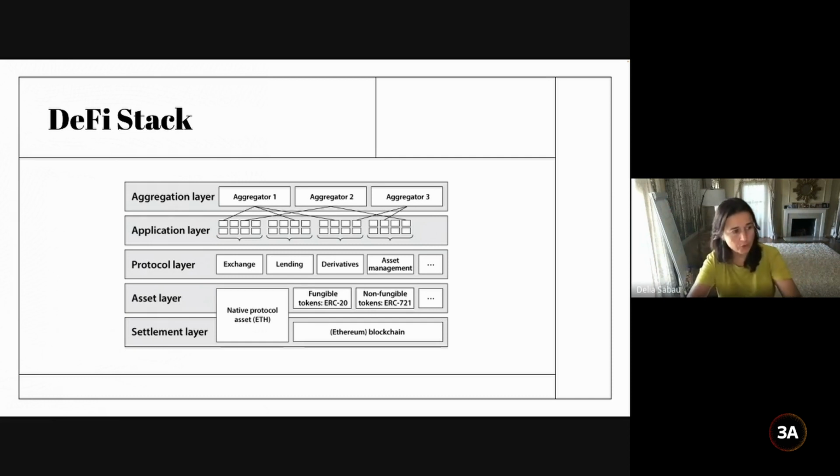On top of the blockchain, there is the asset layer, which implements different assets. One is the native protocol asset, which in the case of the Ethereum network is ETH. There are also different types of assets which are implemented as smart contracts, for example, ERC20 type of assets, which are called fungible tokens, and the ERC721 standard for non-fungible tokens. On top of the asset layer, there is the protocol layer, where different types of financial services are implemented, for example, decentralized exchanges, lending, derivatives, asset management, etc. Those protocols are implemented as smart contracts and get executed on the smart contract platform.